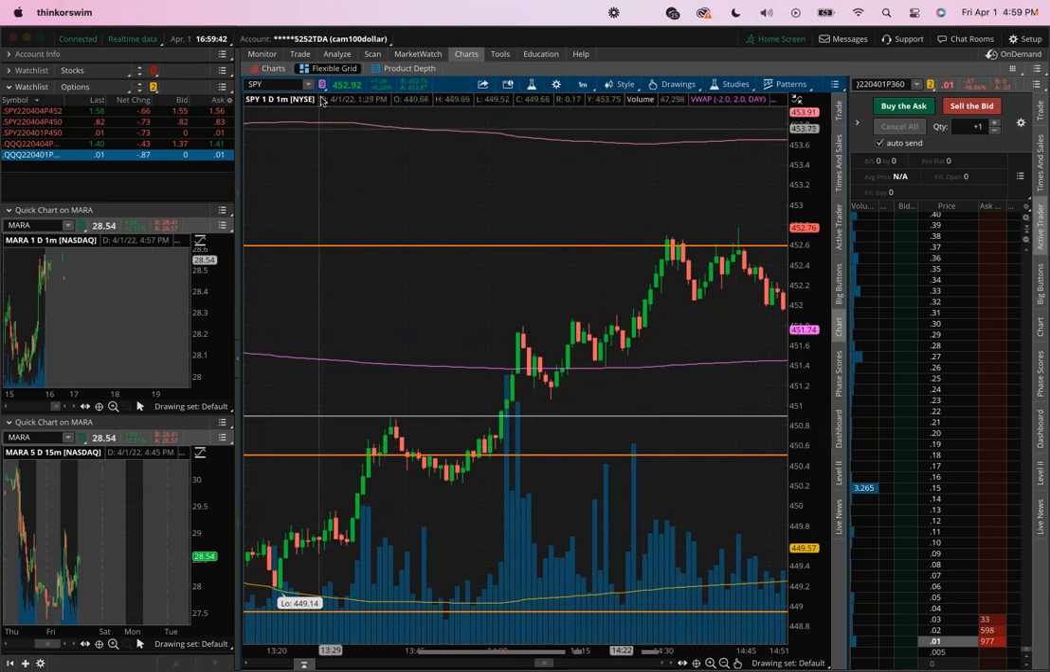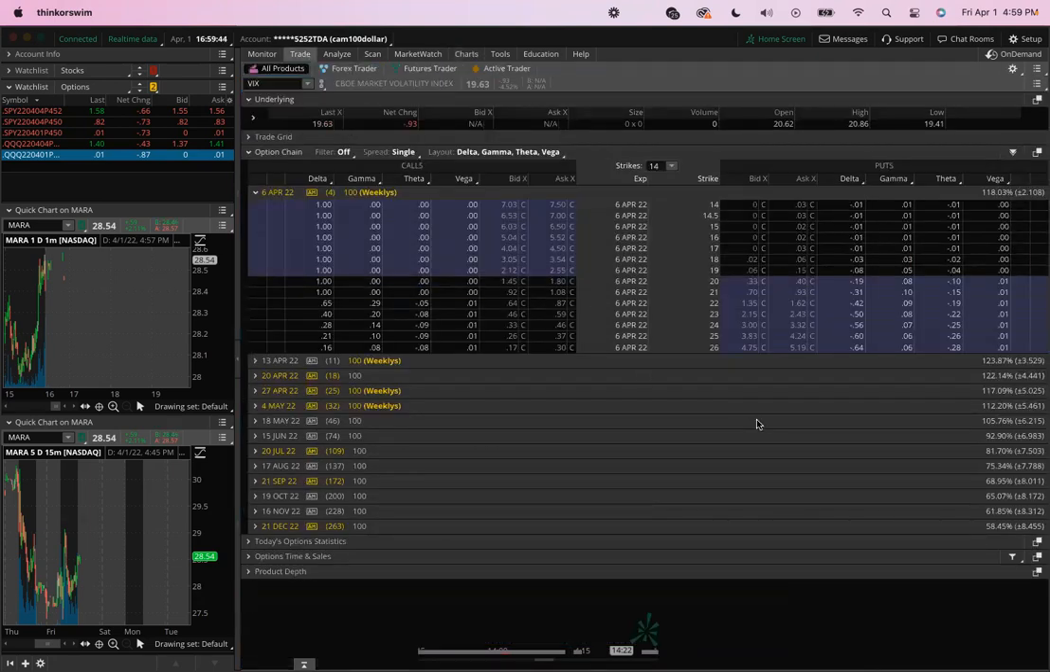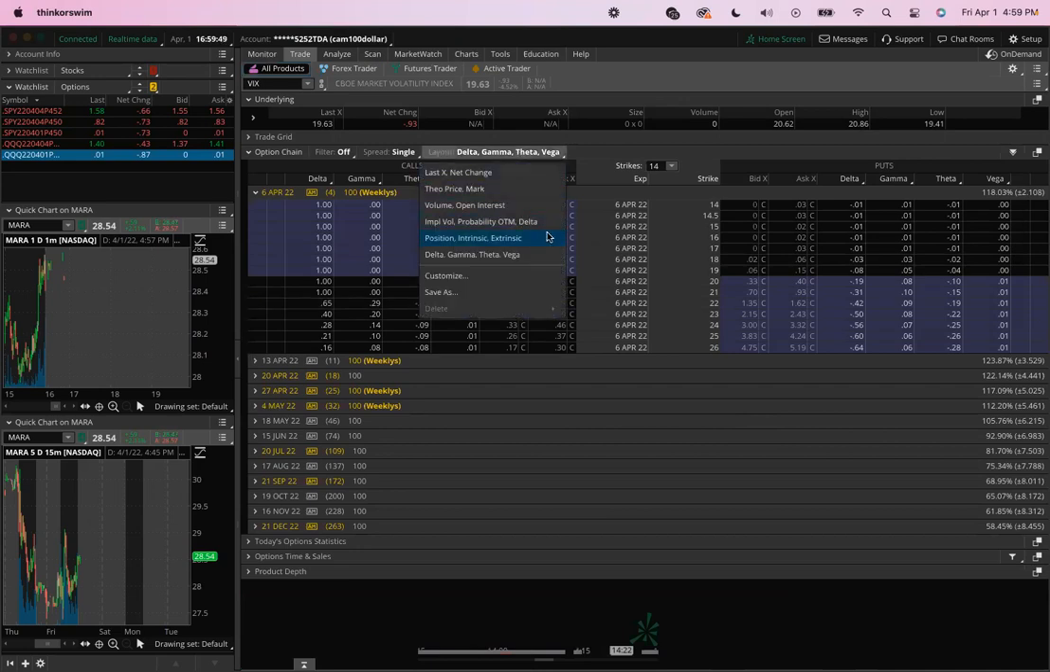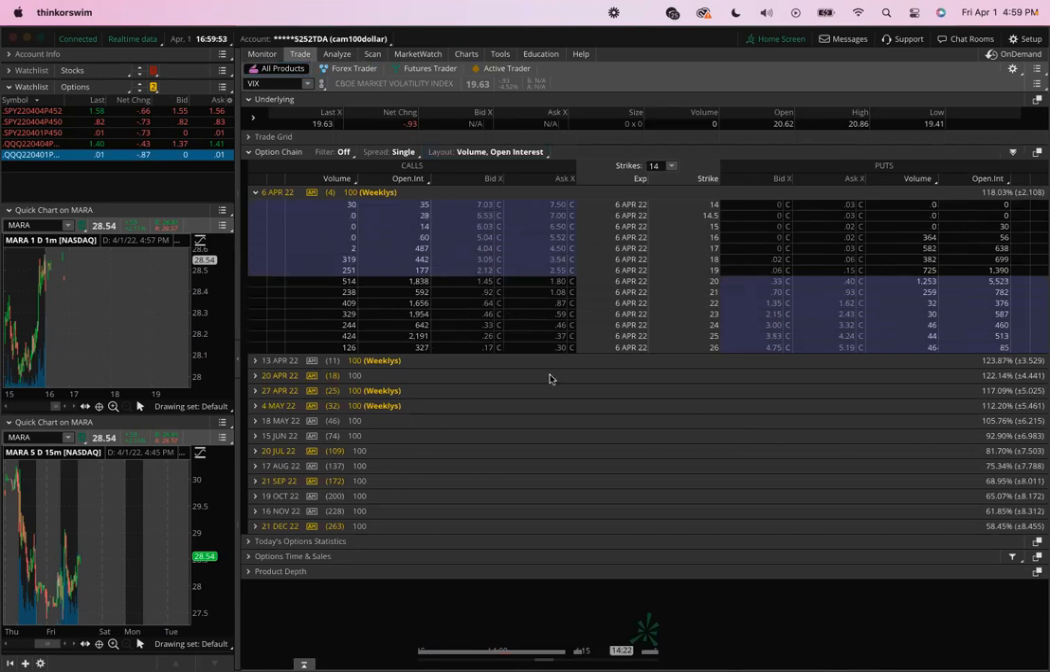So here, I'll do a quick breakdown on how I pick options, right? I guess this was something that I kind of forgot to go over. I kind of looked over it, so I'll go over it as well. Volume and open interest, I think I went over this at some point. Volume and open interest are a big part of options, right?